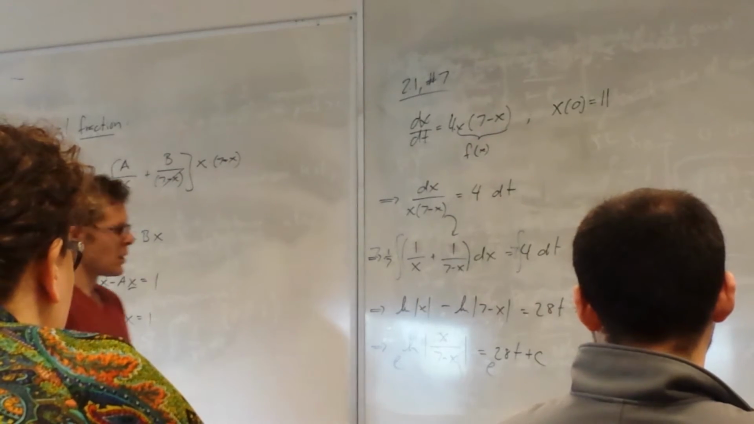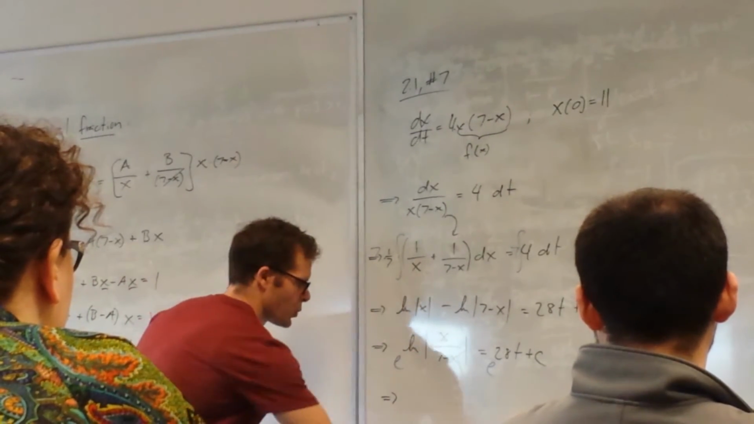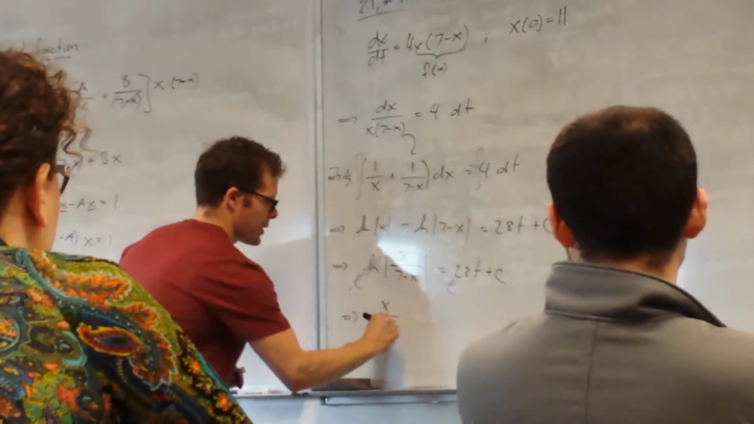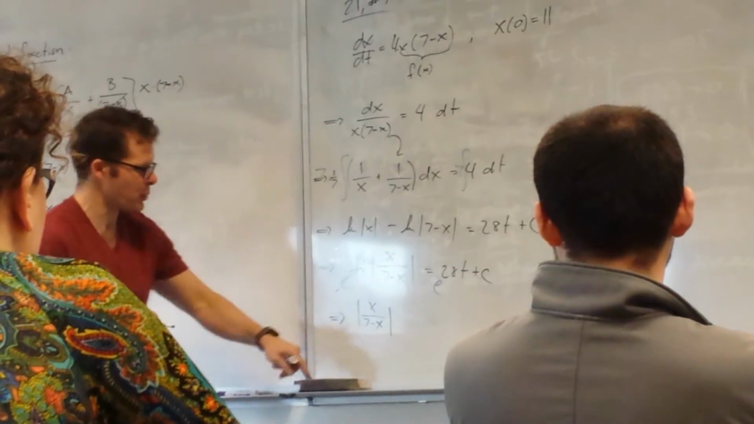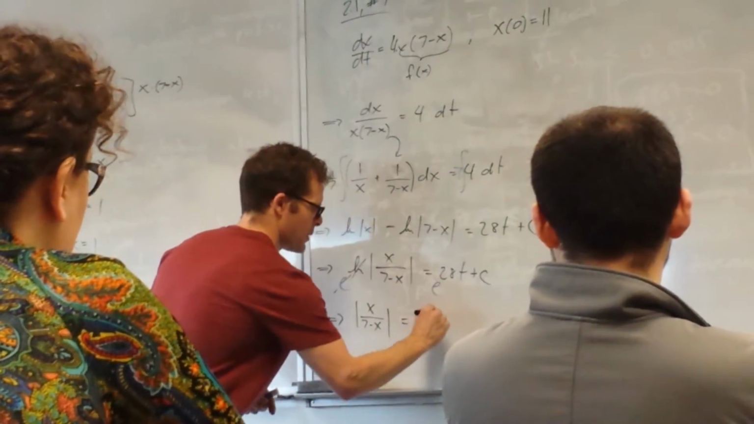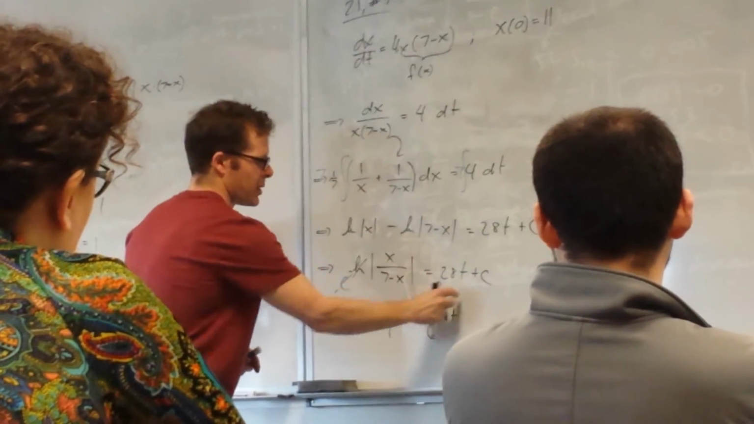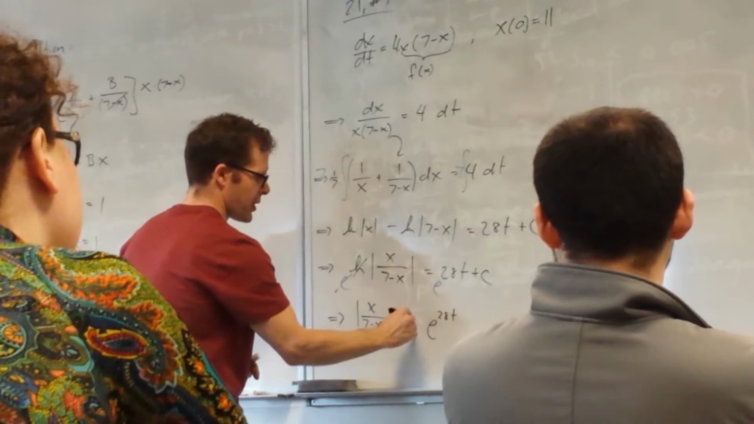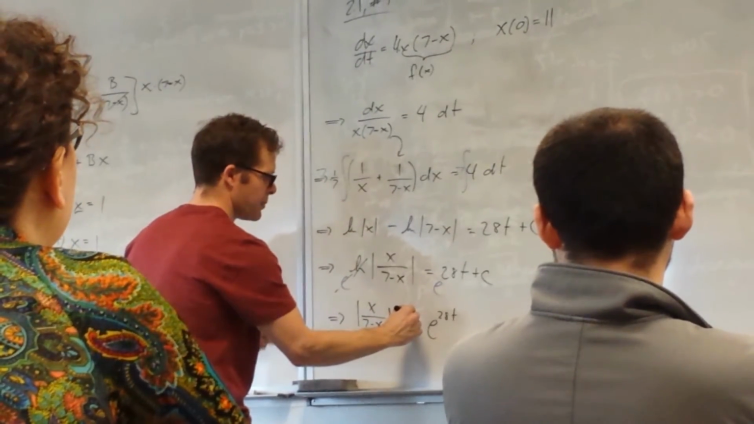All right, and then I'm going to squeeze one more line in here. Those knock each other out, and technically, this technicality, I have the absolute value of x over 7 minus x, and e to the 28t, right? Plus c means it's e to that times e to that. I could pull that e to the c out here, and I could just call it whatever, c1, a, whatever you want to call it.